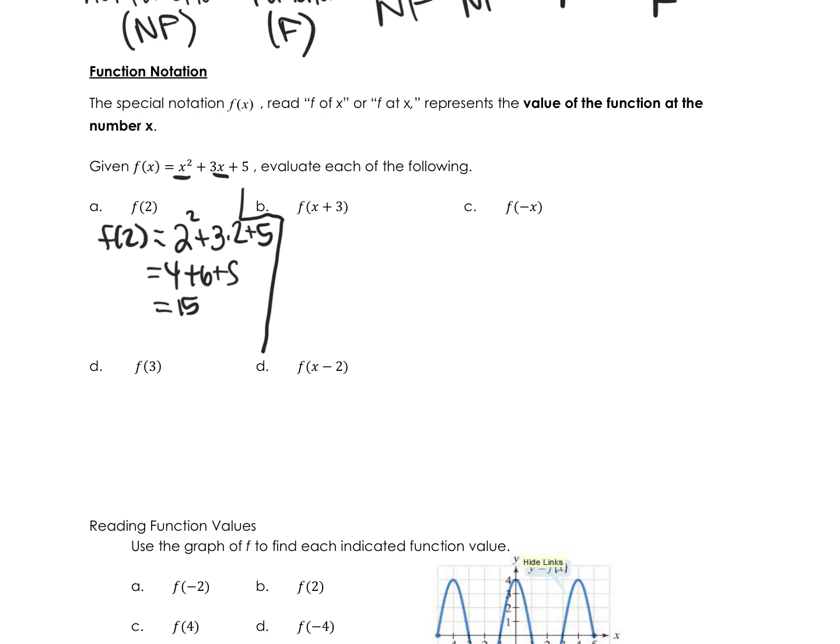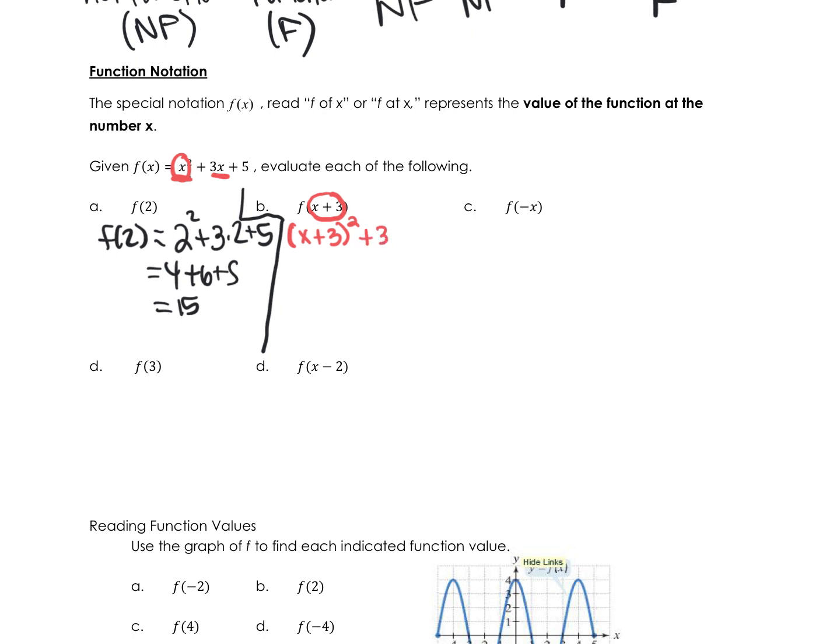So now, inside this, I don't have a 2 anymore. What's inside? x plus 3. So what do I have to replace every single x up here with? x plus 3. I have to replace every single x up there with x plus 3. So to do f of x plus 3, I'm going to replace this x with x plus 3. So we'll have x plus 3, and then we're squaring that. So to say that I square the whole thing, I need to put parentheses around it. So I just took this x plus 3 and I put it in there for x, just like I took the 2 and put it in there for x.